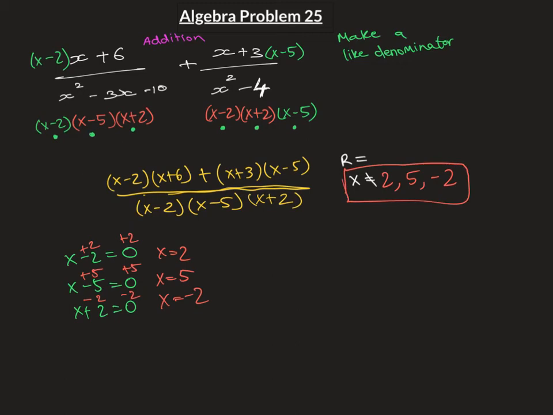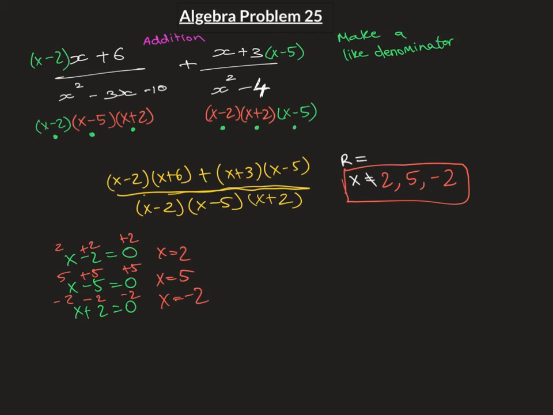If you're a little confused, you can go ahead and plug it in. If x equals 2, plug it in here: 2 minus 2 is equal to 0. If x equals 5, 5 minus 5 is equal to 0. And minus 2 plus 2 is equal to 0. So that's just the first part, finding the restrictions. Now this is where you proceed to find your final answer.